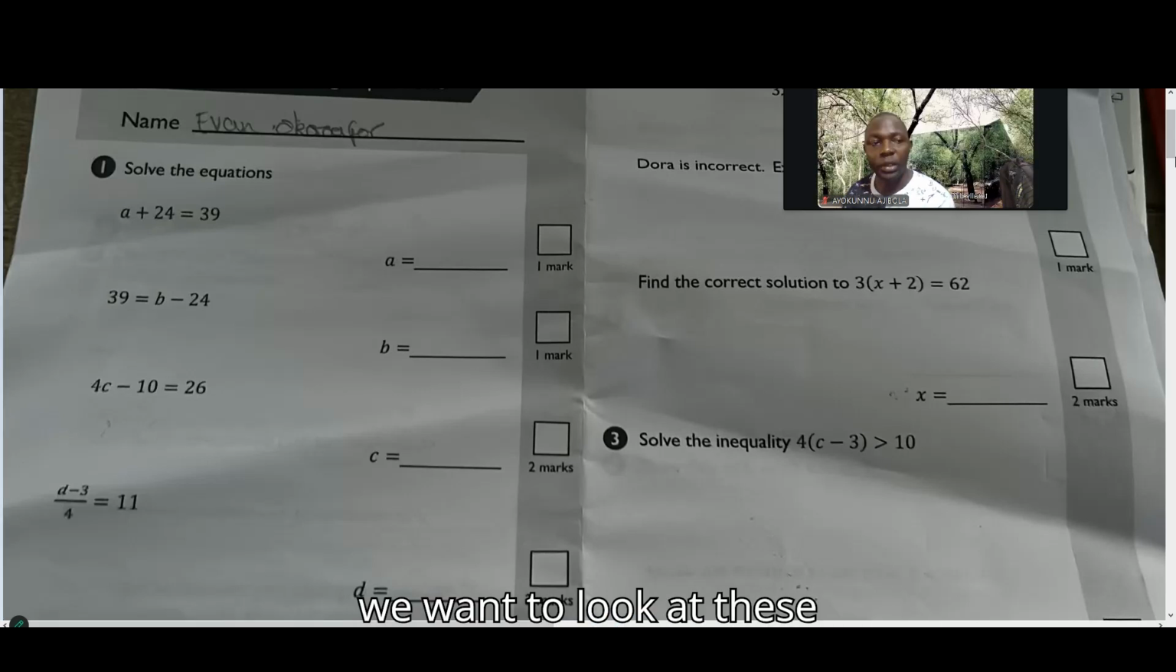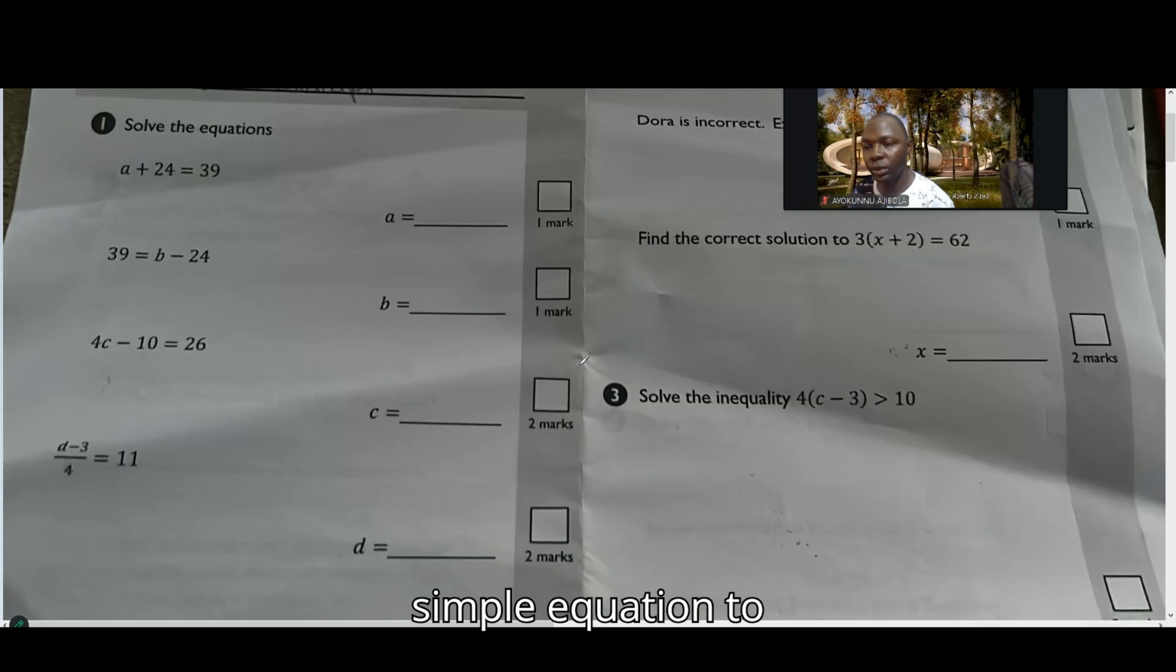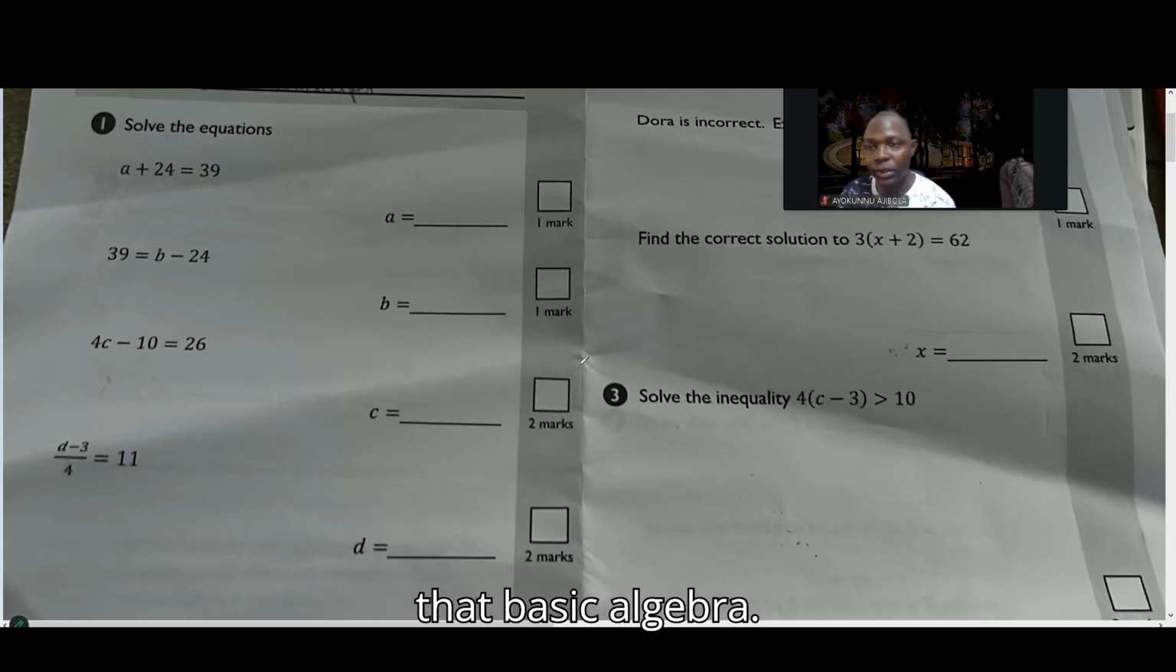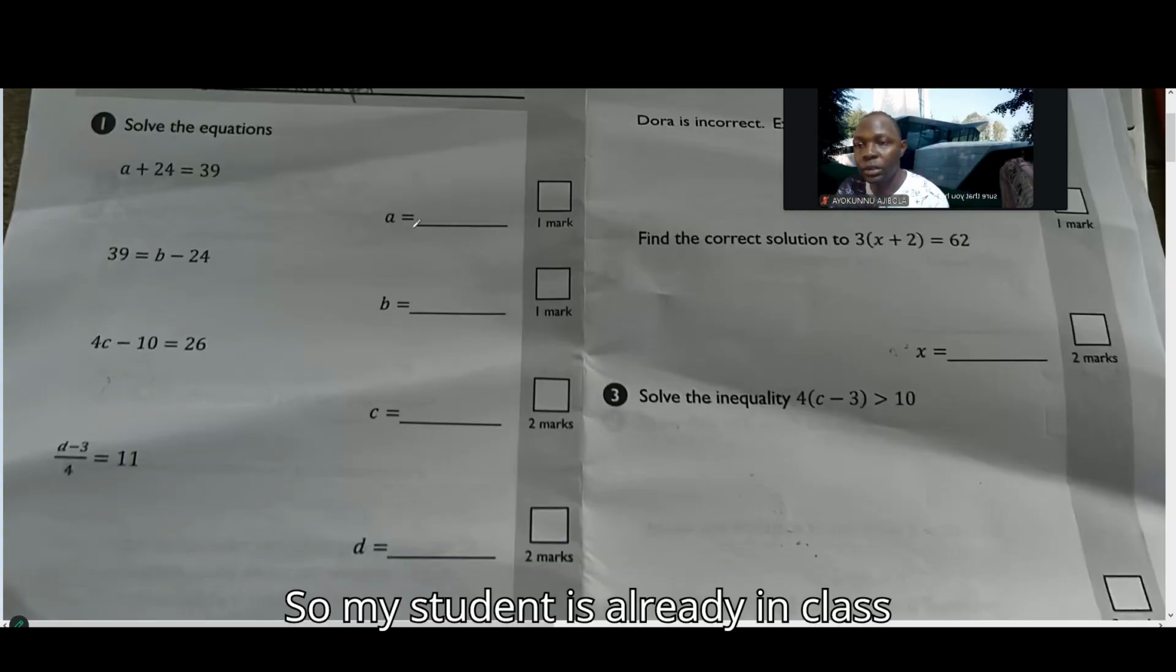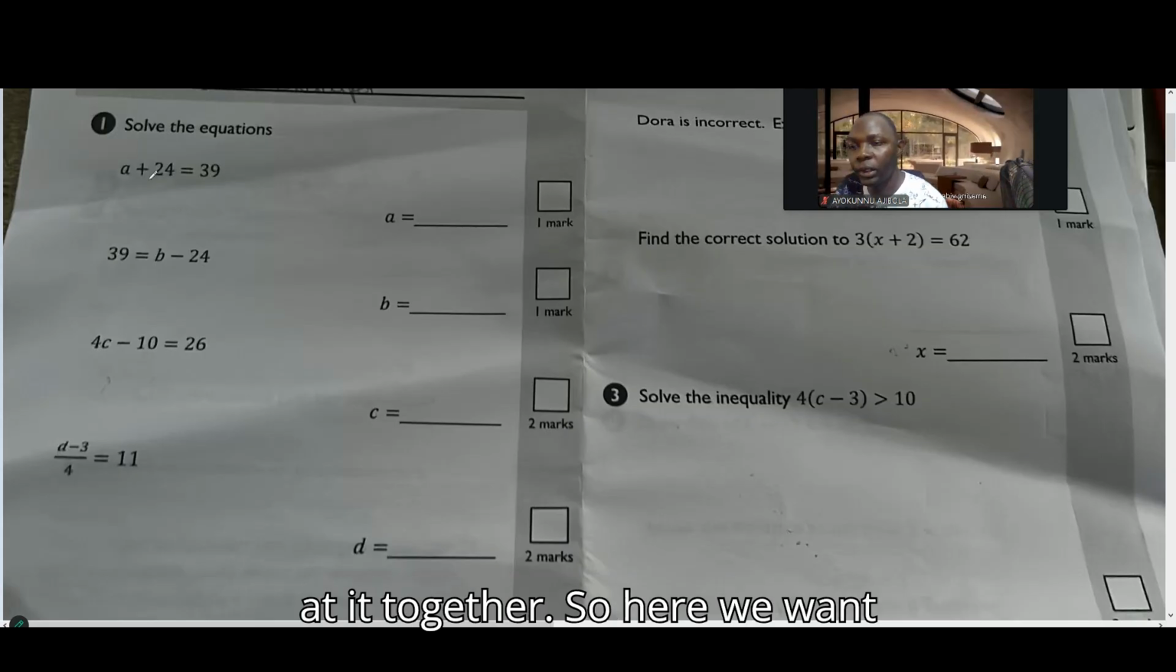Today we want to look at these questions ranging from simple equations to inequalities, that's under basic algebra. So my student is already in class attempting the questions, but let's look at it together. So here we want to find A.